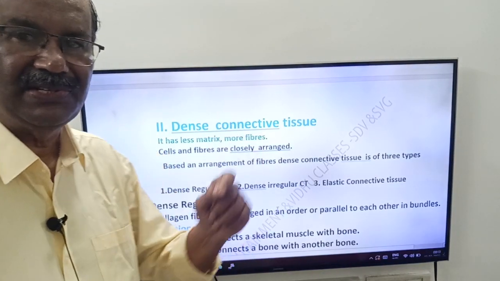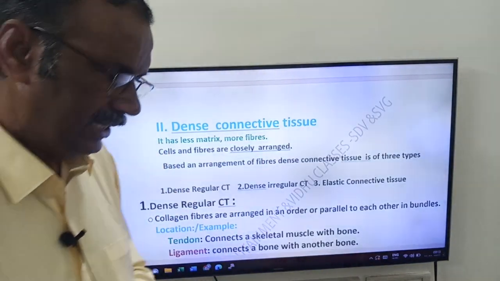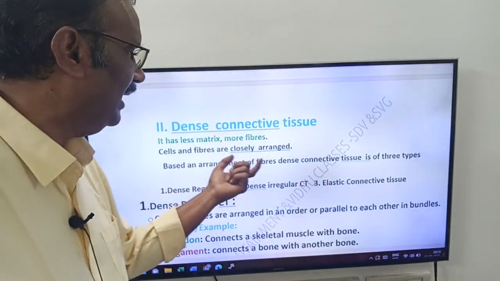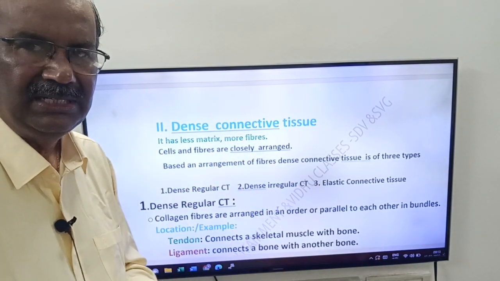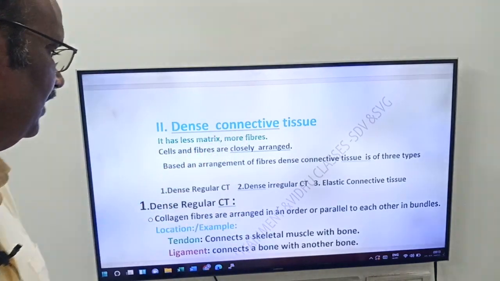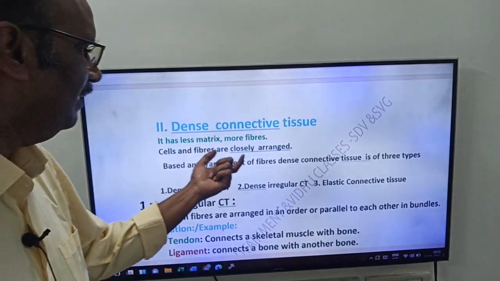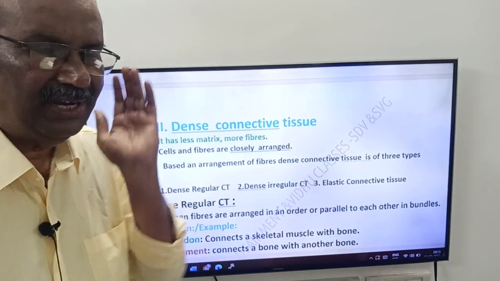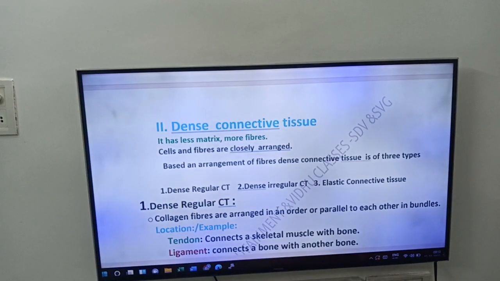Come to dense connective tissue, friends. You know the characters. It has less matrix and more fibers. Dense connective tissue has less matrix and more fibers. Here cells and fibers are closely arranged.